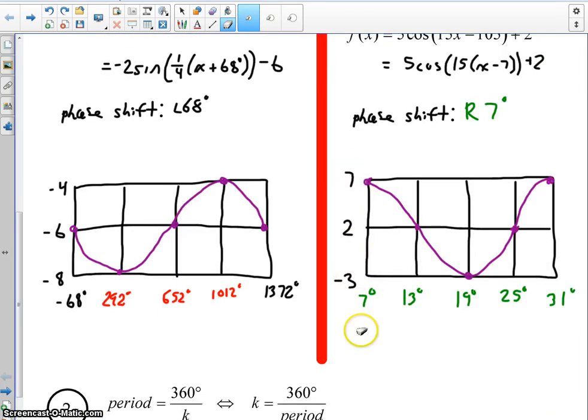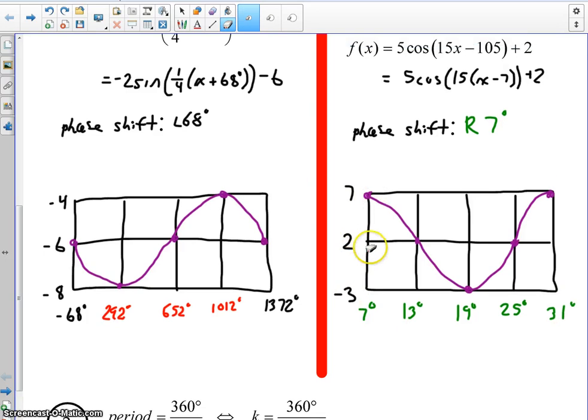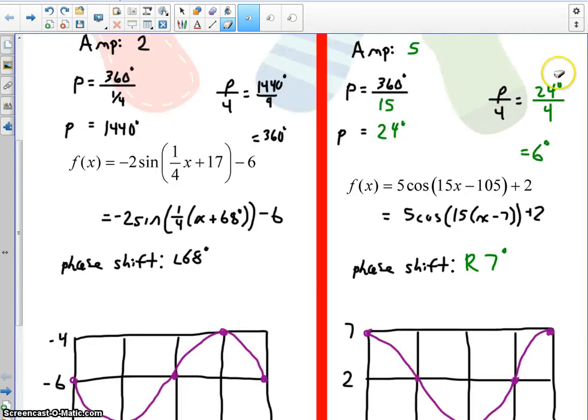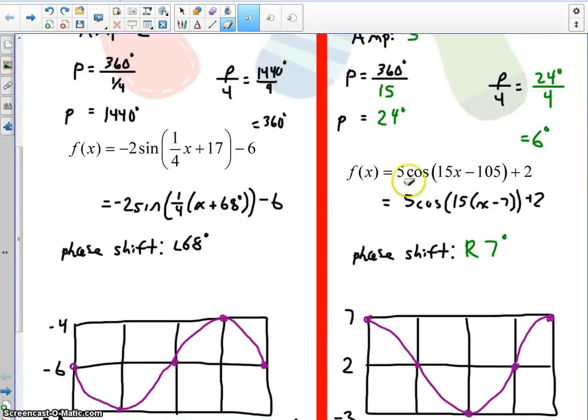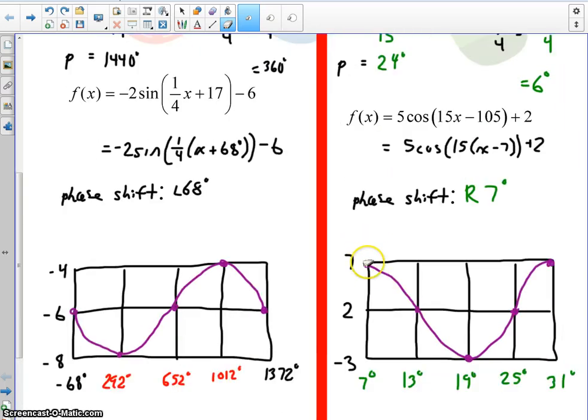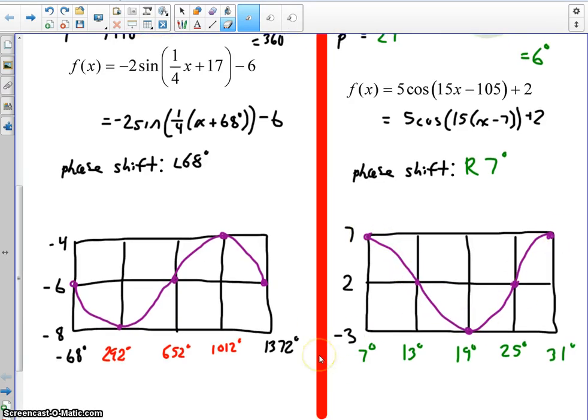So you can see the values I got for my x and y axis. Again, axis was at 2, add 5 to get my max, subtract 5 to get my min. My period starts at 7 degrees, ends 24 degrees later at 31, and again I go up by 6 degrees every single time. So last but not least, to get my shape, this is a positive cosine graph. Cosine starts at its maximum, it's not reflected, so I start at my max, go down, and then back up to finish my cycle.